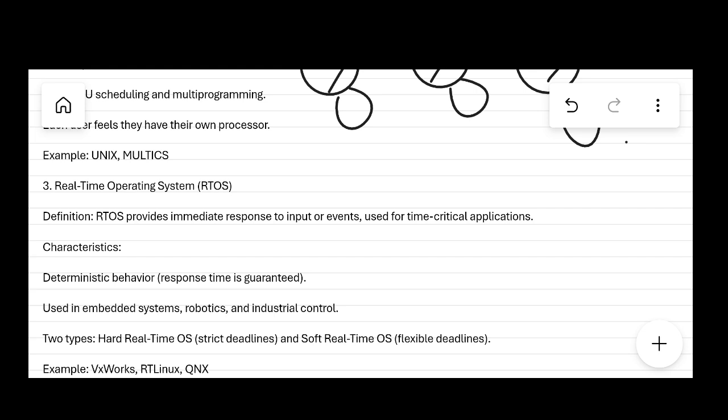Basically, RTOS can be hard real time, where deadlines are strict, or soft real time, where small delays are acceptable. Examples of RTOS are VxWorks, RTLinux, and QNX.